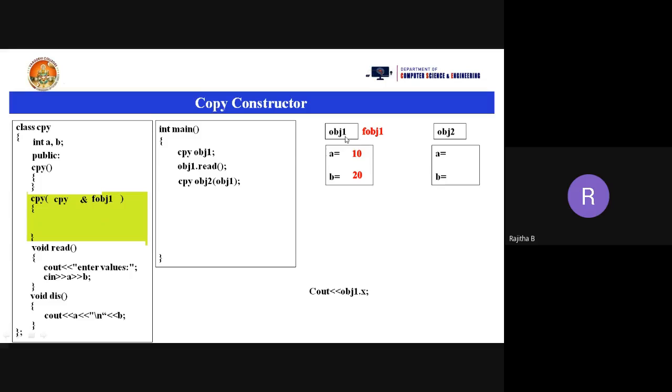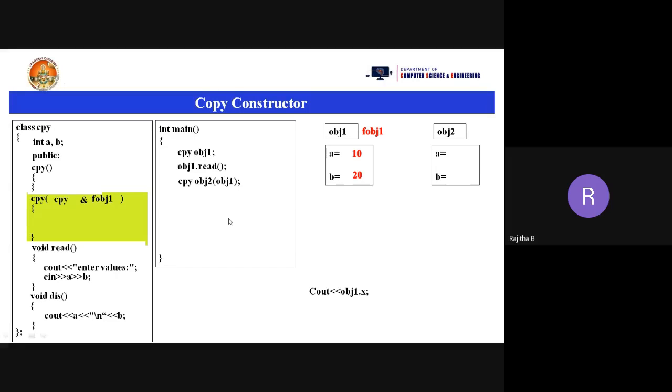Now, the same thing: if the object consists of a number of values here, how can I access them? Object dot data member A, object dot data member B. Like that we can access the data members. Is this clear, everyone? Yes, ma'am.